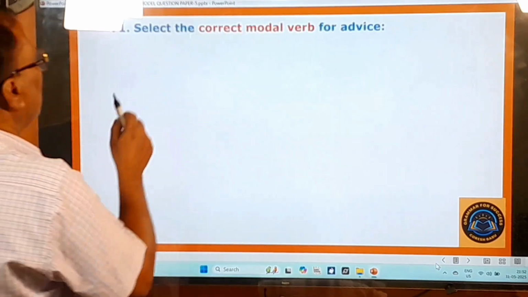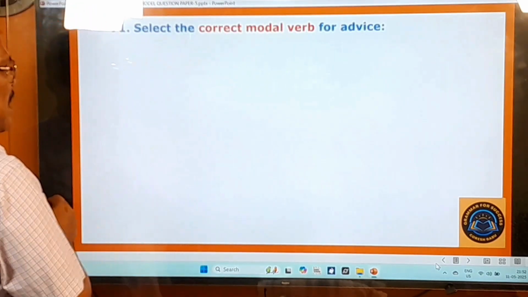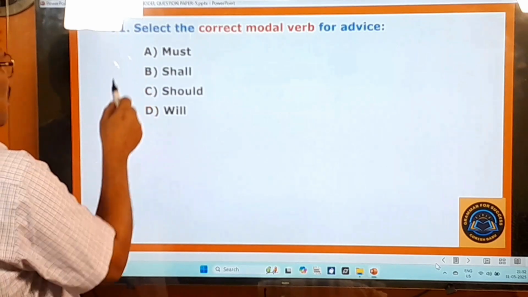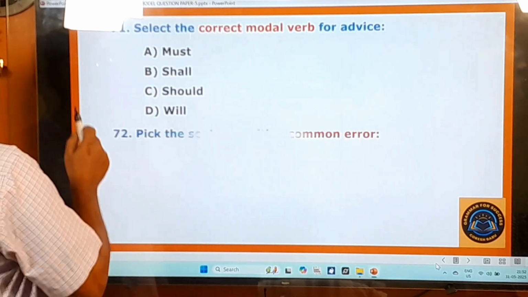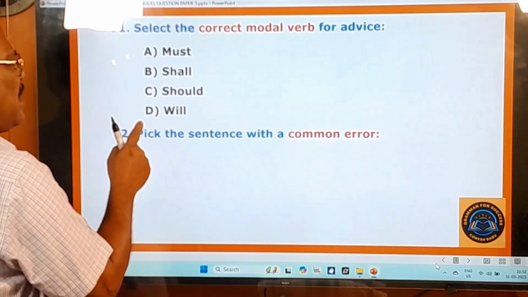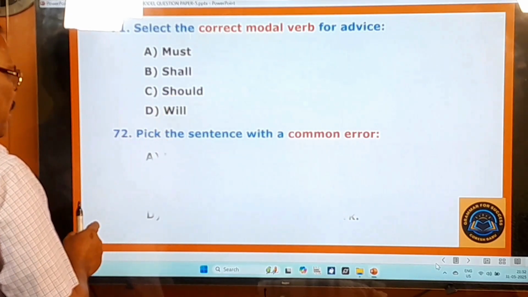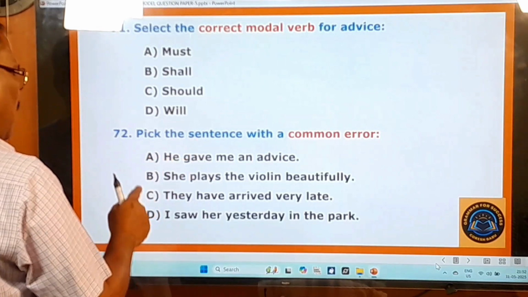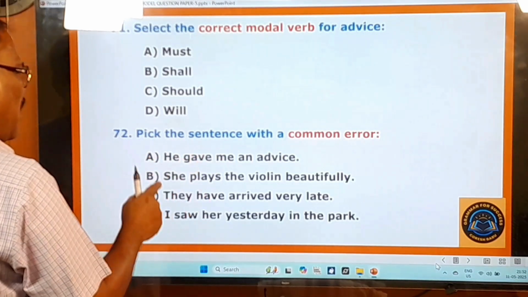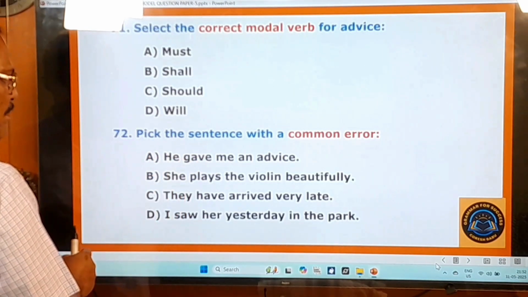71st question. Select the correct modal verb for advise. Must, shall, should, will. 72nd question. Pick the sentence with a common error. He gave me an advice. She plays the violin beautifully. They have arrived very late. I saw her yesterday in the park.